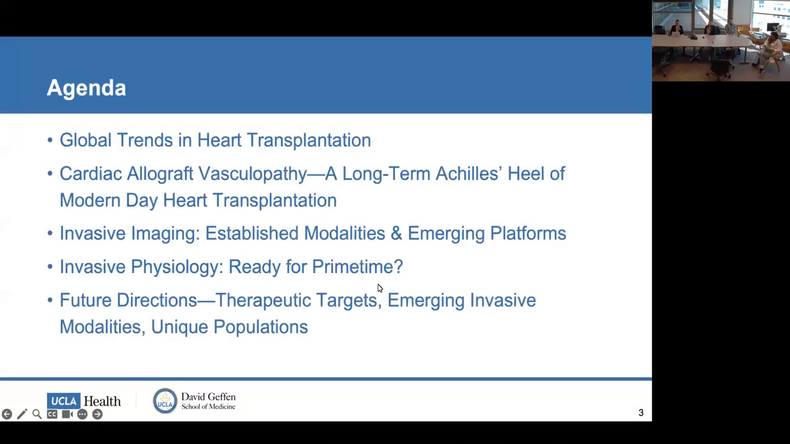So the agenda for the talk, we'll first get into some global trends in heart transplantation. And we'll talk about cardiac allograft vasculopathy, what it really is, and why it's a long-term Achilles heel of modern-day heart transplantation. We'll next dive into invasive imaging and invasive physiology, and then finish with future directions from my work and my group's work, looking at therapeutic targets, emerging invasive modalities, and unique populations.